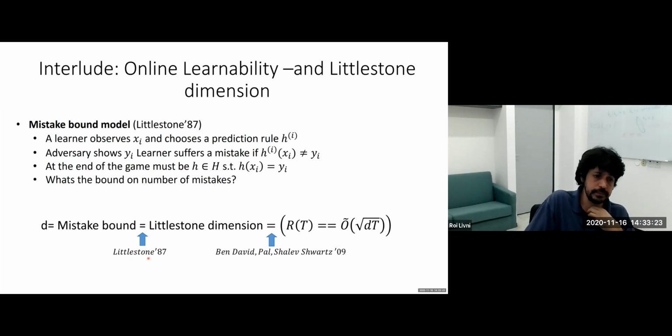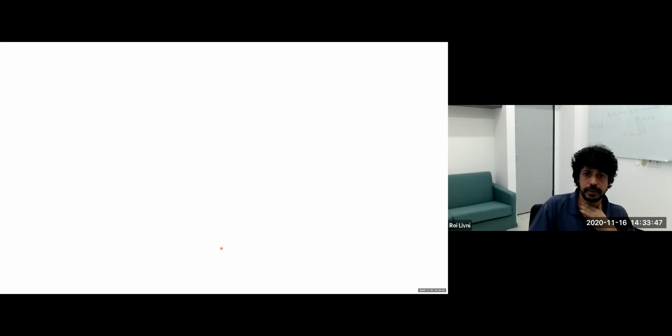Then the Littlestone dimension gave a combinatorial characterization, which I'll give in a minute. Later on, it was also shown that this notion gives you the regret bound of this model, which can be thought of as agnostic learning. But this is not something that we needed for this result. So let me give you an example for the mistake-bound model.